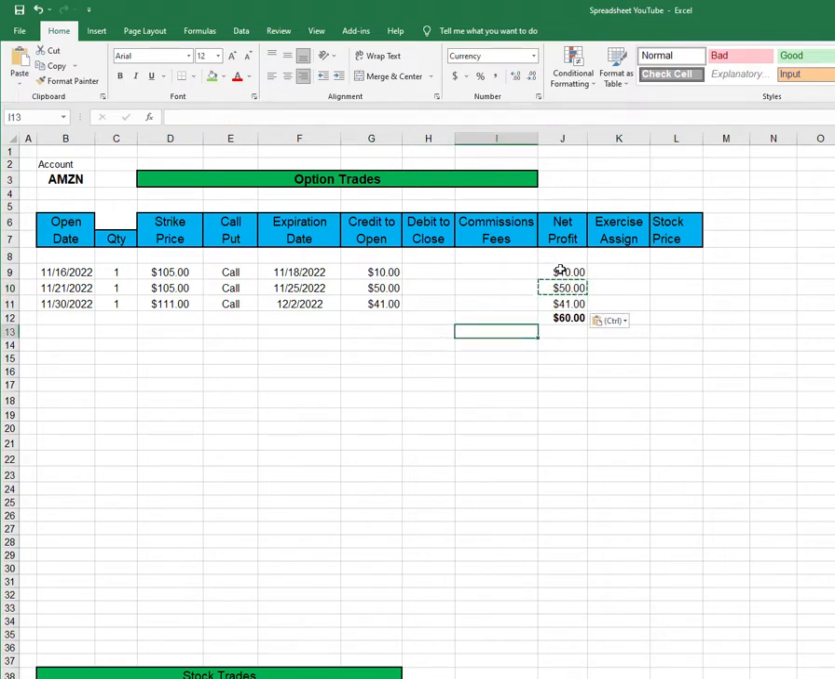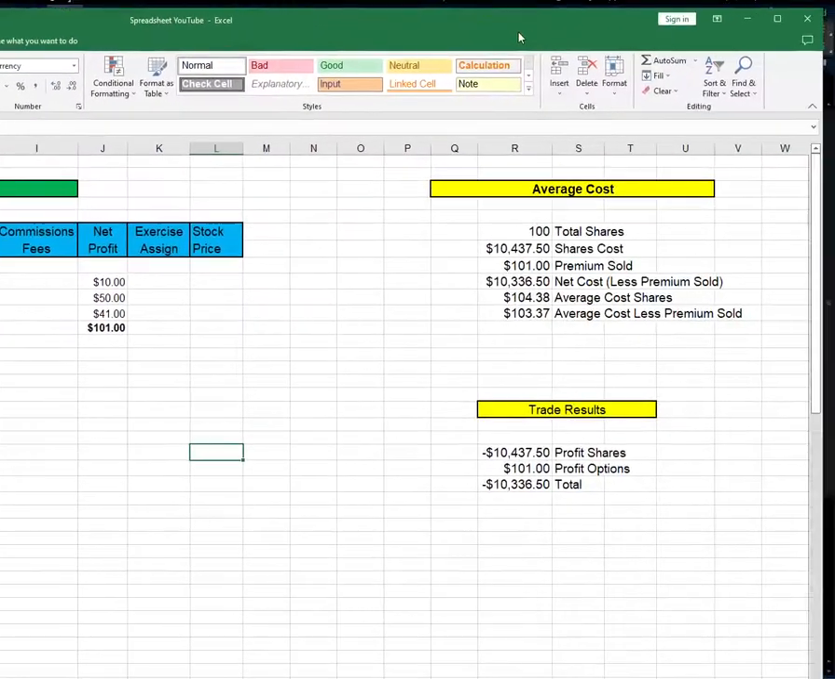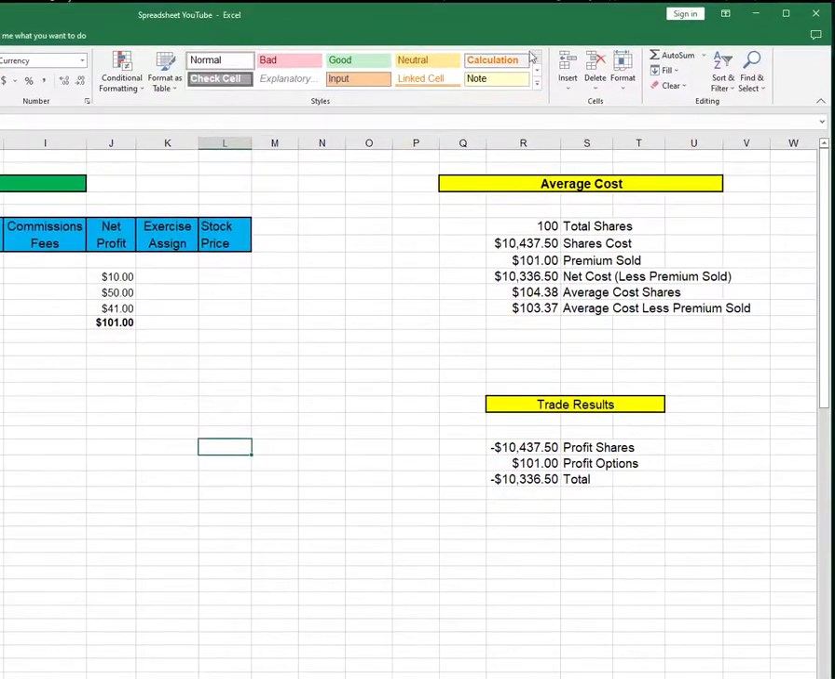Okay, and we'll auto sum that. So now over 3 weeks, we've taken in $101 worth of premium. They haven't taken that out of the share price, so it's like we've received 3 small dividends on our Amazon stock, and we've reduced our average cost by $1 and a penny. So our average cost now is down to $103.37.